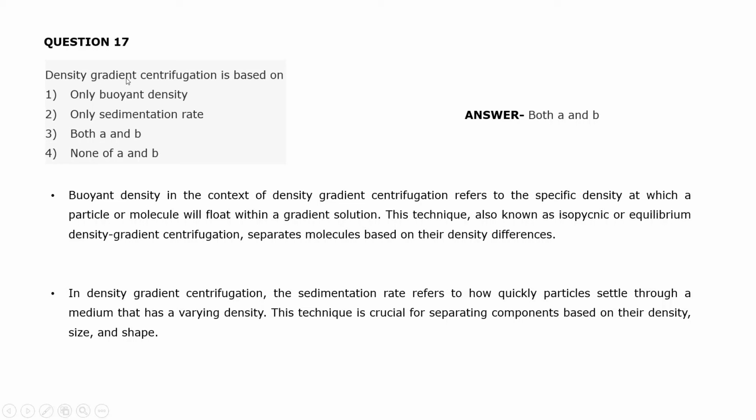In density gradient, sedimentation rate is also important, because the rate of sedimentation dictates the size, shape, as well as the density of the particle. Based on the varying density, the sedimentation rate of each particle will be much different as compared to the other particles. So this technique is crucial for separating components based on their density, size and shape. So in this question, density gradient centrifugation is based on both buoyant density and sedimentation rate. So I think this answer is clear. Do you have any doubt?